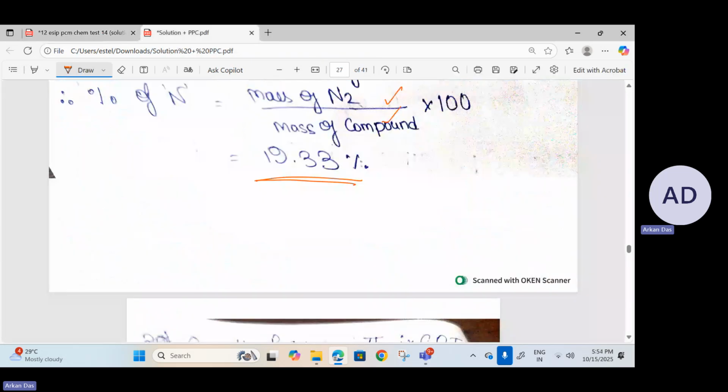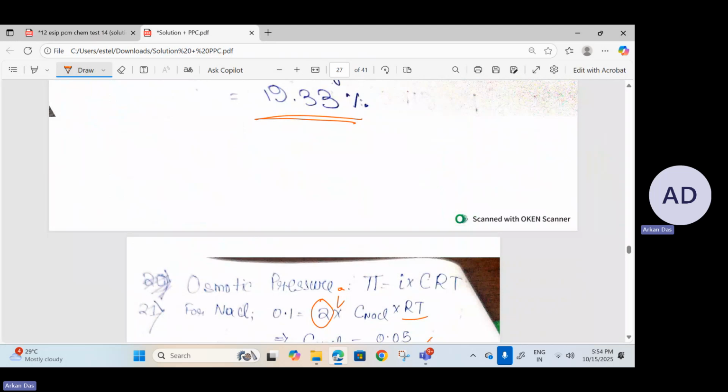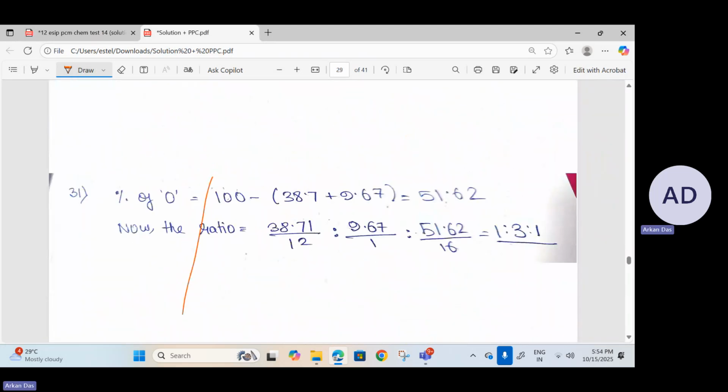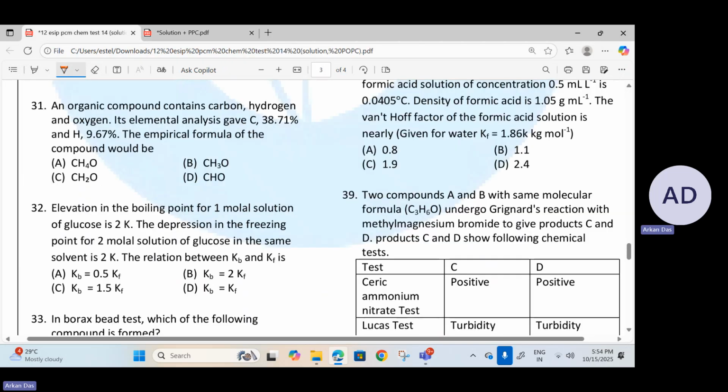Question number 31, if you go, question number 31 is asking you, sorry, we have a mark over here. So let's start. Question number 31. An organic compound contains carbon, hydrogen, and oxygen. Very easy question. They have given carbon percentage and hydrogen percentage. You just need to find out oxygen percentage. 100 minus carbon plus hydrogen is going to give you oxygen percentage.